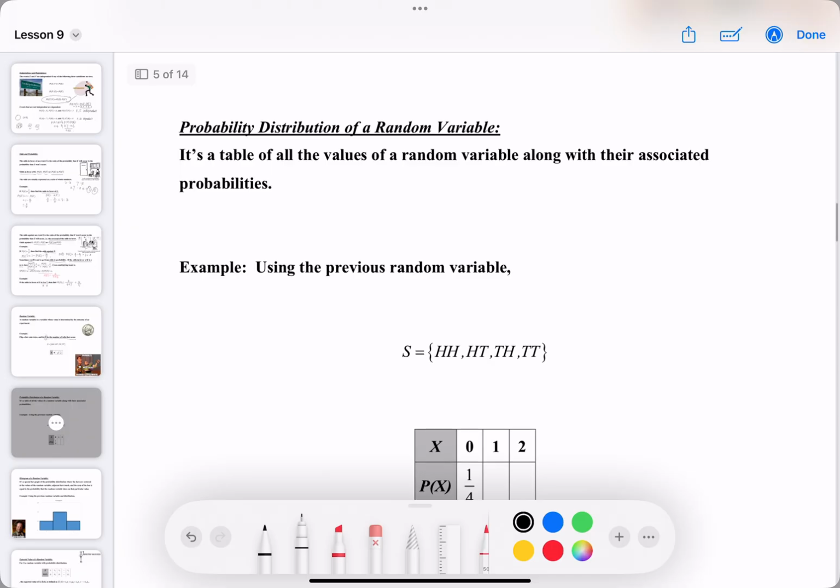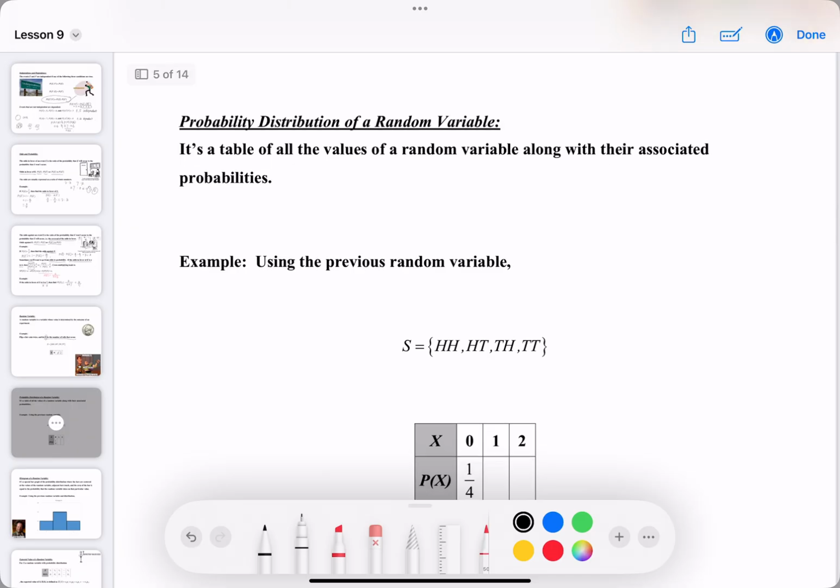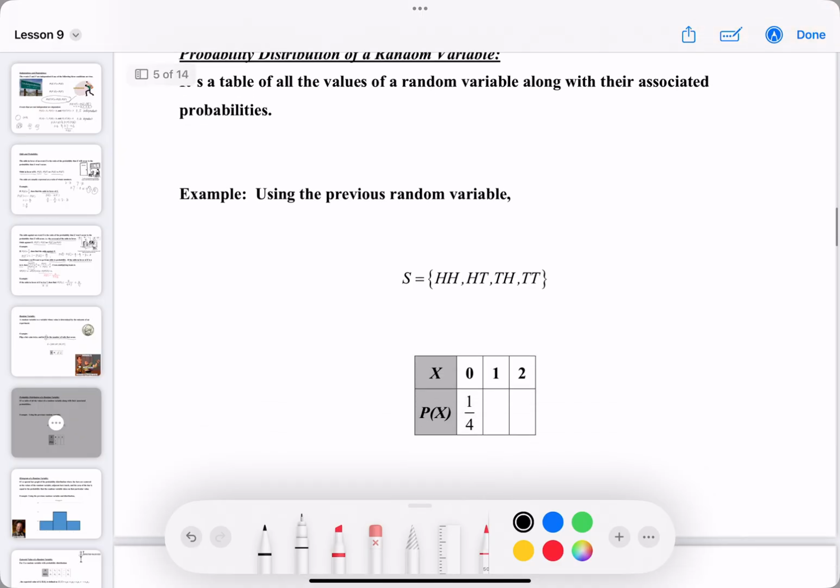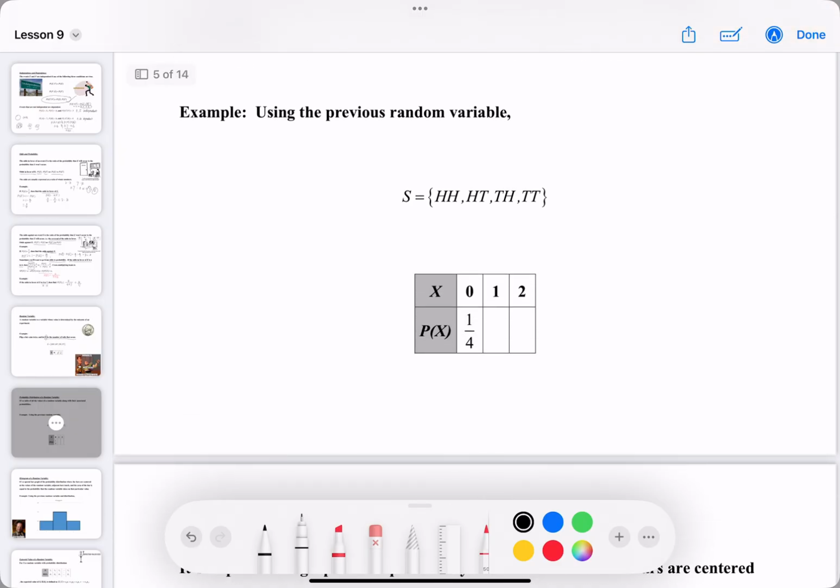Probability distribution of a random variable. It is a table of all values of the random variable along with their associated probability. For example, still using the previous example, the sample space S is HH, HT, TH, TT. The top row is the random variable X. So if tails happen 0 times, this outcome has no tails. That means the number of tails is 0.